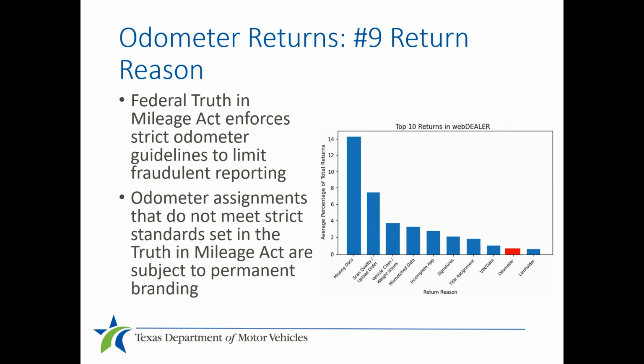Errors involving odometer disclosures can lead to permanent vehicle brands being added to the title record, such as not actual mileage brand or exceeds mechanical limits brand. These brands will never fall off the record and can significantly reduce a vehicle's value. Because of this, odometer accuracy is extremely important. Let's look at one of the most common odometer errors.